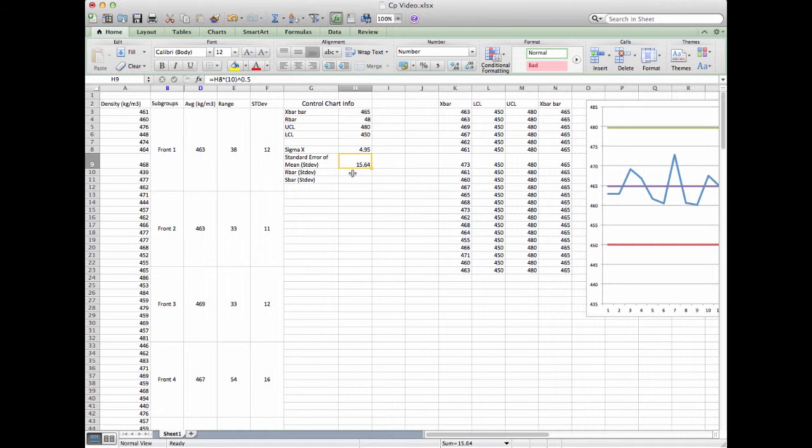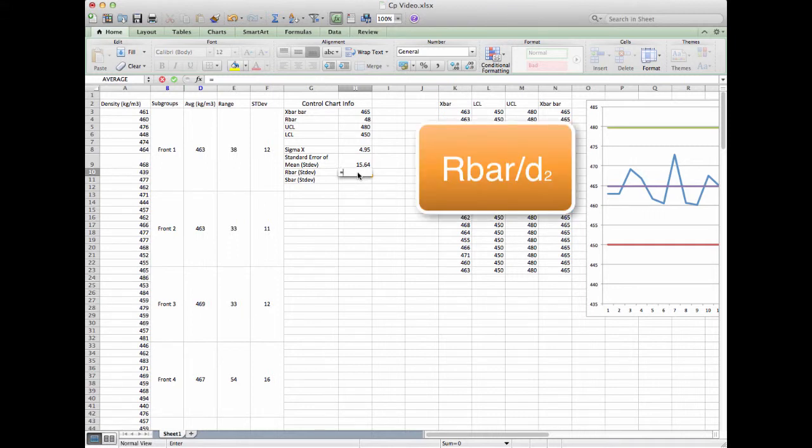A few minutes ago in the video, we looked at the standard error of the mean as a form to calculate sigma, or the standard deviation of the population. And of course in the video we said, well, we're not going to actually use that because studies have shown that a better estimate of that population standard deviation is given by our R bar formula or our S bar formula. So as you can see here in the spreadsheet, we've calculated the standard error of the mean based standard deviation as being 15.64. Well, now we're going to calculate that standard deviation of the population using the R bar formula, which was R bar divided by D2.